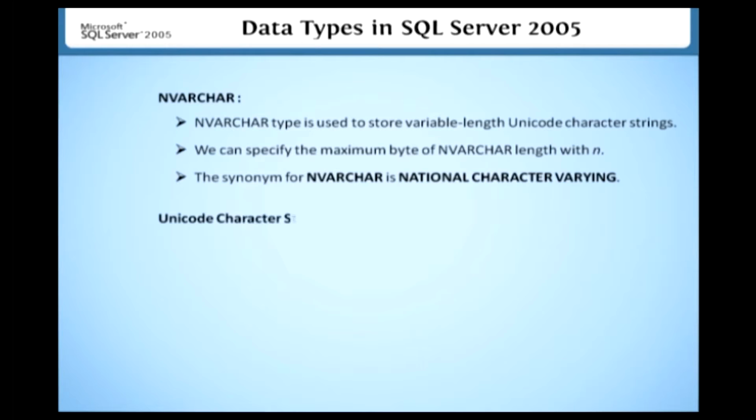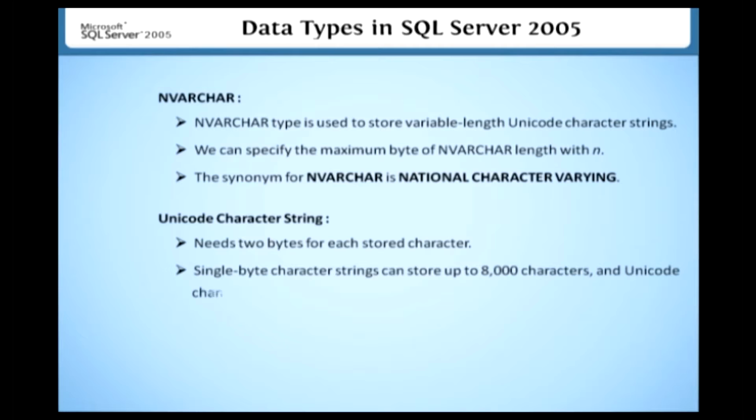Unicode character strings need 2 bytes for each stored character. Most English and European alphabets can, however, be stored in single-byte characters. Single-byte character strings can store up to 8,000 characters, and Unicode character strings can store up to 4,000 characters.